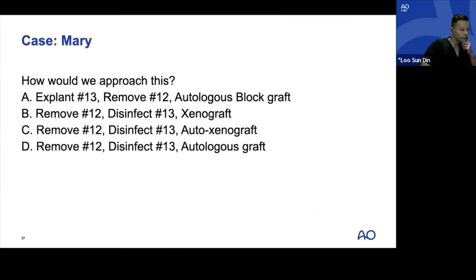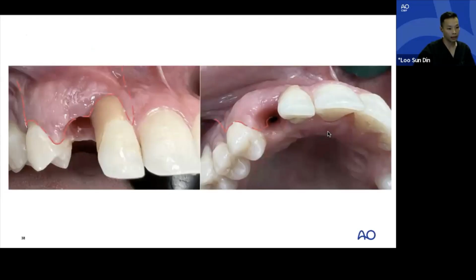What would you do? Explant the 1-3, remove the 1-2 with autologous block graft, remove the 1-2 only, or find some way of disinfecting the 1-3 with xenograft, autoxenograft, or autologous graft. So the poll result: most people will actually keep the 1-2 and 1-3, keep the 1-3 and disinfect it. Well, that's exactly what I did.